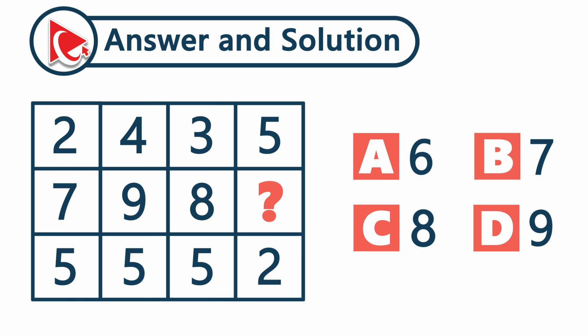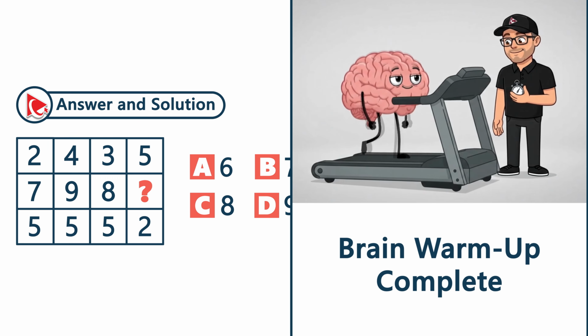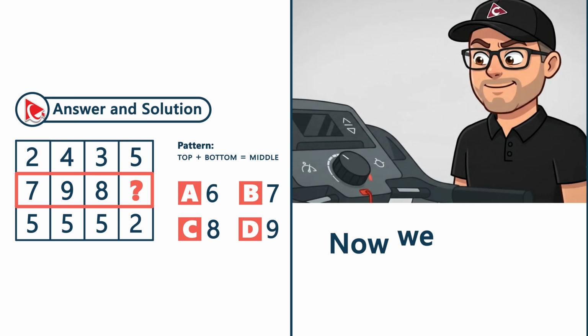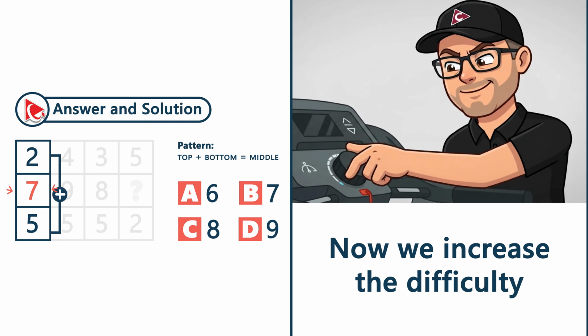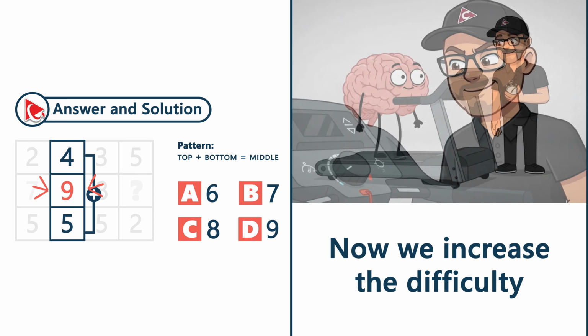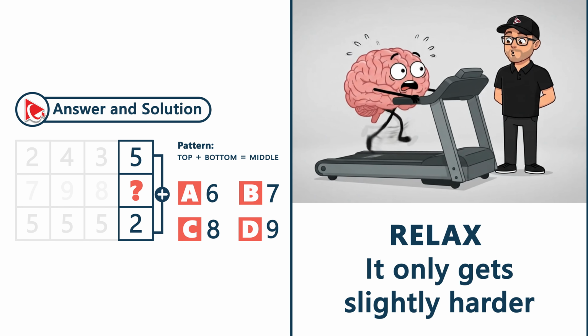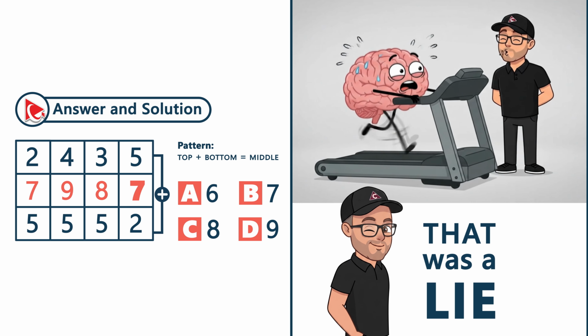Remember I told you it's a little trap? But the pattern here is really simple. Top value plus bottom value equals the value in the middle row. 2 plus 5 equals 7. 4 plus 5 equals 9. 3 plus 5 equals 8, which means 5 plus 2 equals 7, and the correct answer here is choice B, 7.